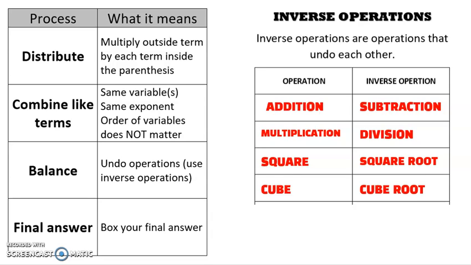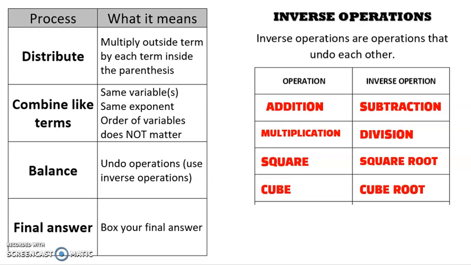So first, we always want to look for distribution. Then we want to combine like terms. Then balance, which is using those inverse operations to undo things, create zero pairs, and get us to 1. And then we have our final answer. For your reference on the right side, you see what those inverse operations are: addition, subtraction, multiplication and division, squares and square roots, cube and cube root, right? All these things are what we're going to use to help us be successful.